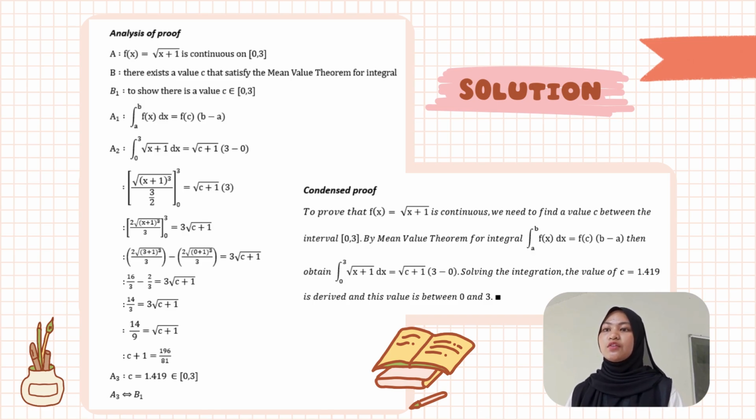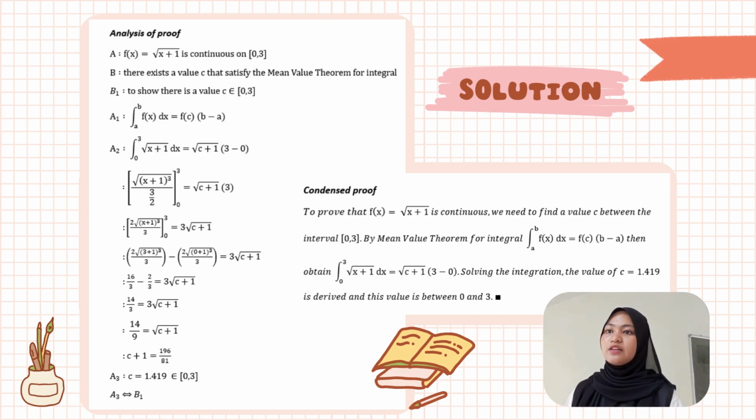So for the last step, we transfer the square root to the left. We square 14 over 9, so it is going to be c plus 1 equals 196 over 81.